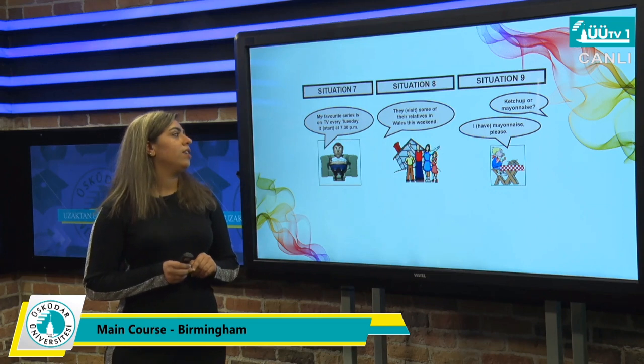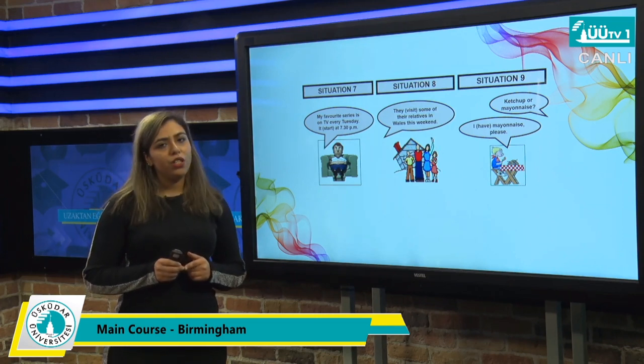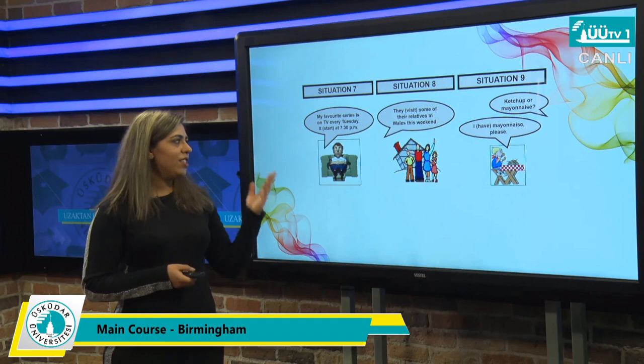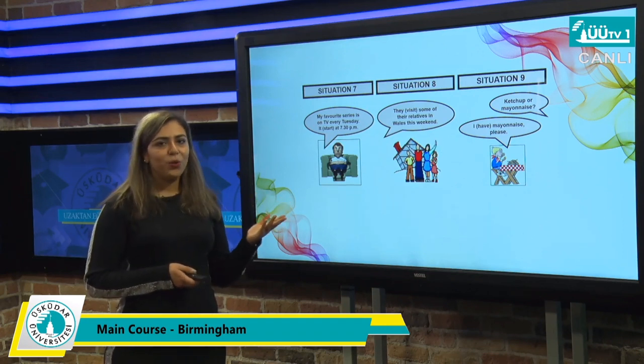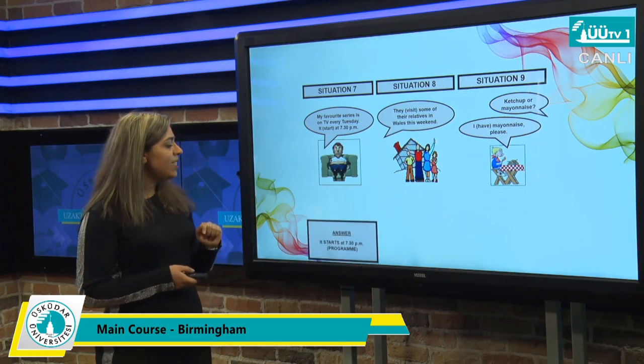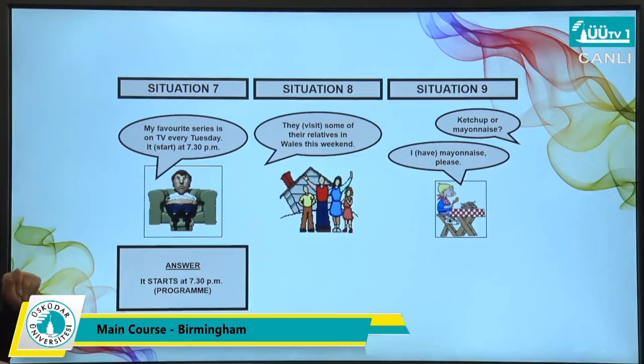In situation 7, "My favorite series is on TV every Tuesday. It starts at 7:30 p.m." What is it? You can see the timetable and the day. So it should be present simple, right? For timetables and schedule things, programs. So the sentence should be like this. My favorite series is on TV every Tuesday. Routine. It starts at 7:30 p.m.